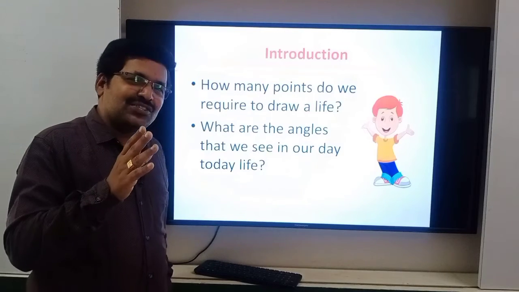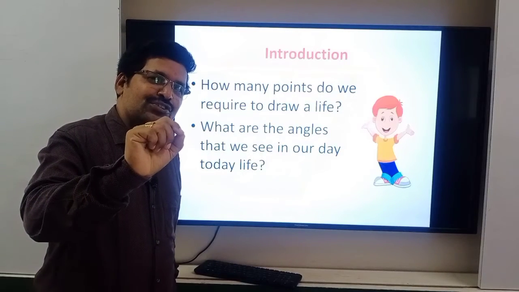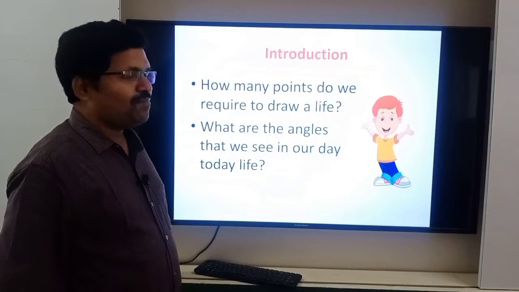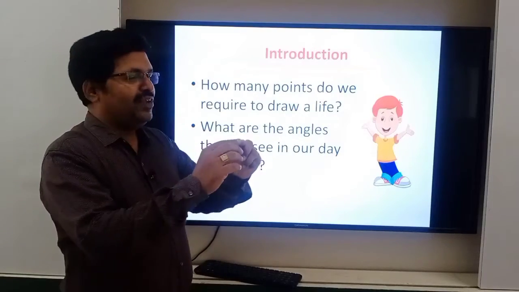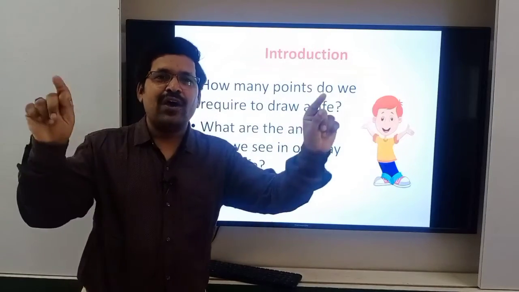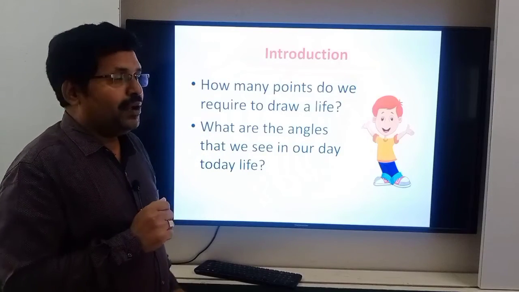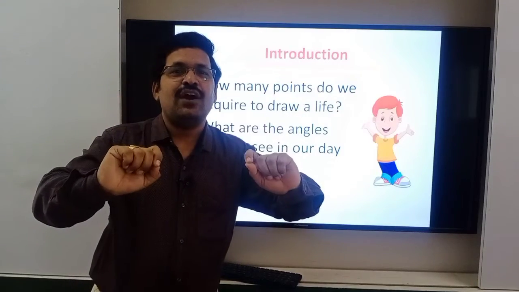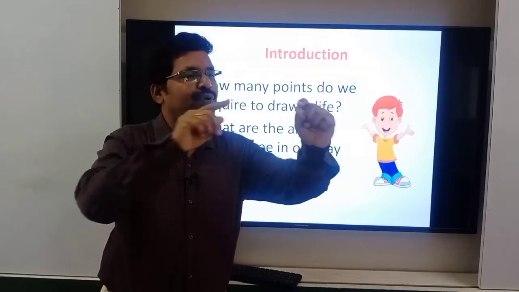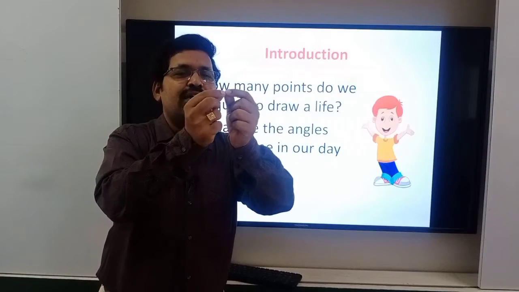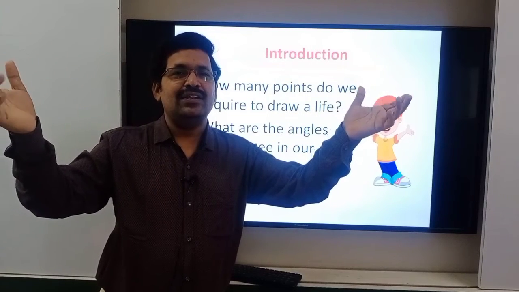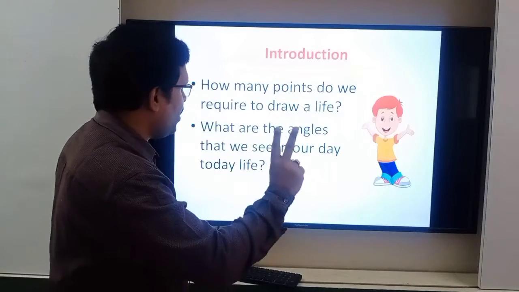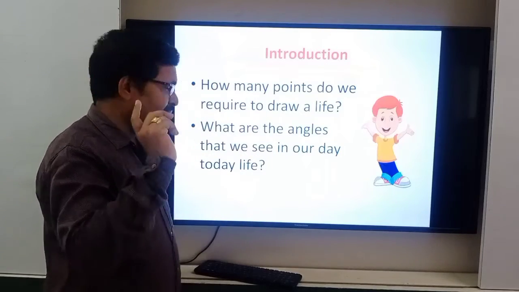So how many points do you need minimum to draw a line? Guess, minimum 2 points. When you have only 2 points, you can draw a line. That's it. And suppose if you want to say line is again the collection of many points, put a dot and join all the dots, then you will get a line. But minimum you need to have 2 dots or 2 points to have a line.